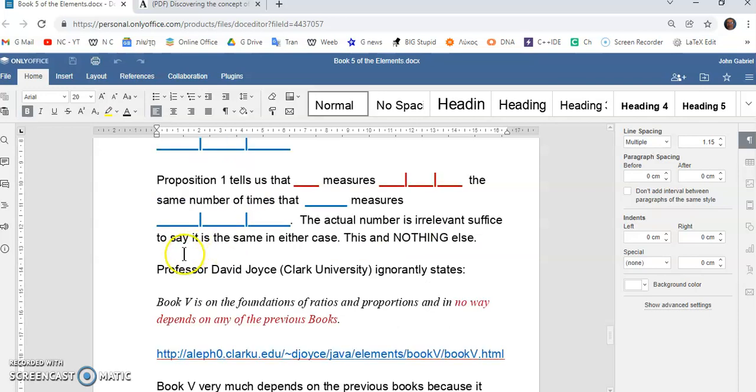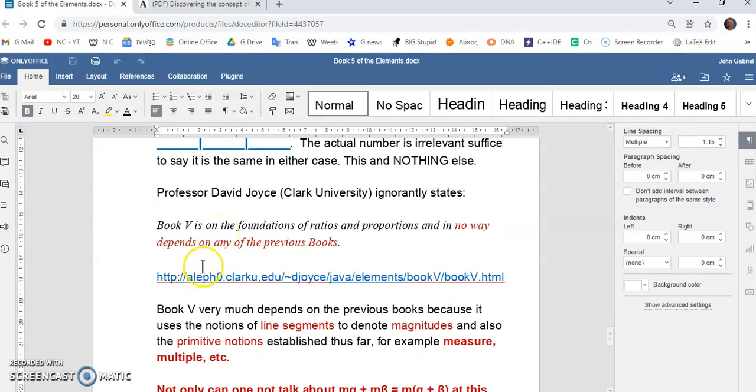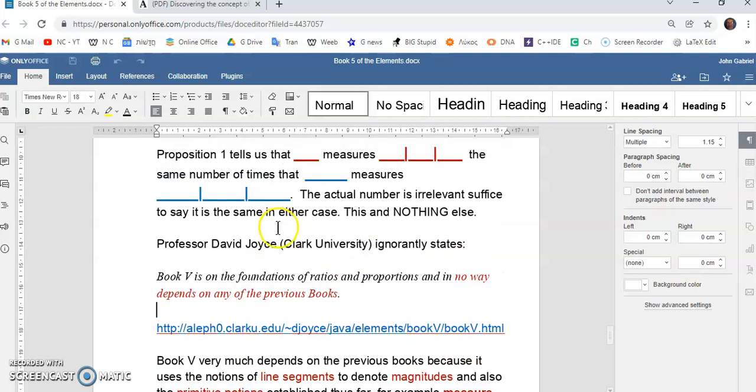Okay, that's all. Now, Professor David Joyce of Clark University ignorantly states Book 5 is on the foundations of ratios and proportions, and in no way depends on any of the previous books. That's absolute garbage. It does, because it uses line segments, and line segments are derived as the first requirement of Euclid's 5 requirements, not axioms. But of course, mainstream academics, being the morons that they are, didn't ever understand that part of the Elements, and in fact most of the Elements itself.